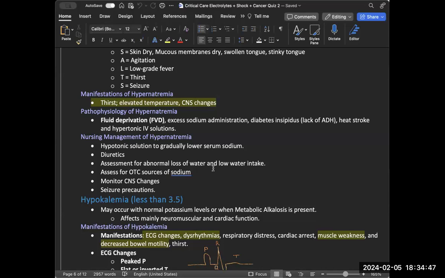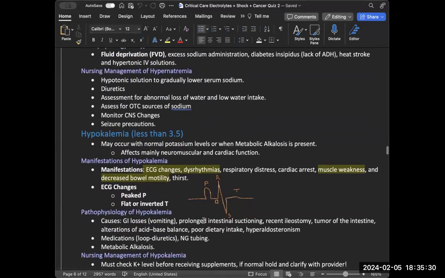Excess sodium administration, right? If they're either getting it in their diet or if they're getting too much, such as say sodium chloride, that can cause it too. Diabetes insipidus, I just want to explain, it basically means that there's not enough antidiuretic hormone, so they pee a lot. Because they pee a lot, it can also cause sodium imbalances. I just wanted to explain what that is. And our hypertonic solutions, right? We use that for hyponatremia, but they have high levels of sodium. So giving someone who has hyponatremia a hypertonic solution can cause hypernatremia.